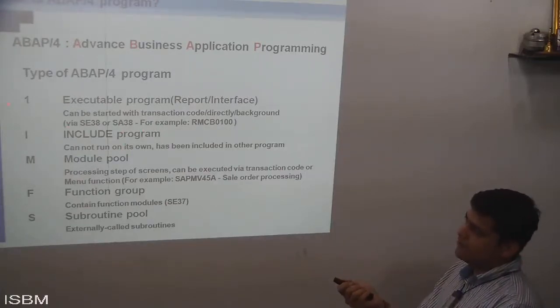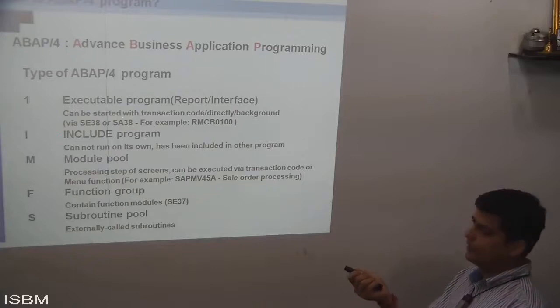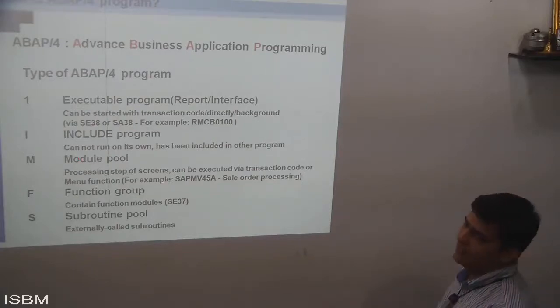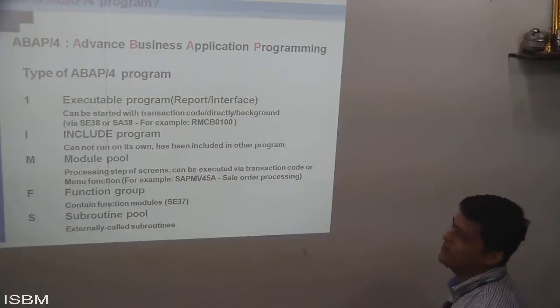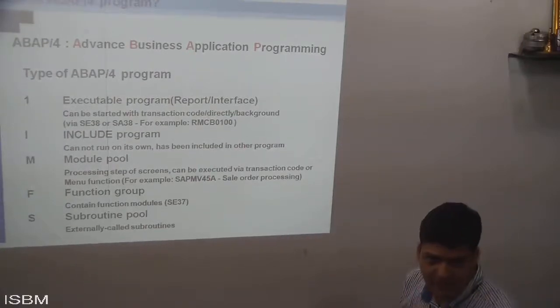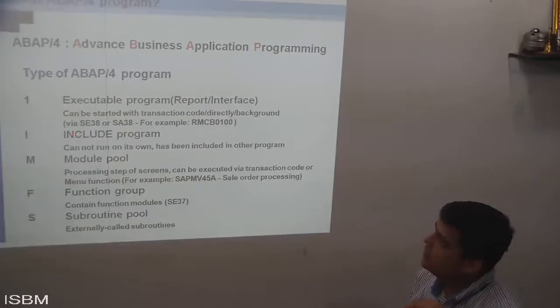The first type is 1, which is called executable. And I is for include program. This cannot run by itself. It has to be included in some other program. Just like we have created one main program, and in that program we have included this include program.